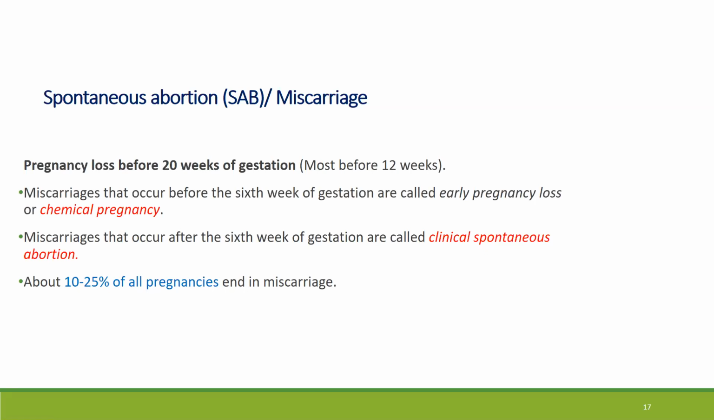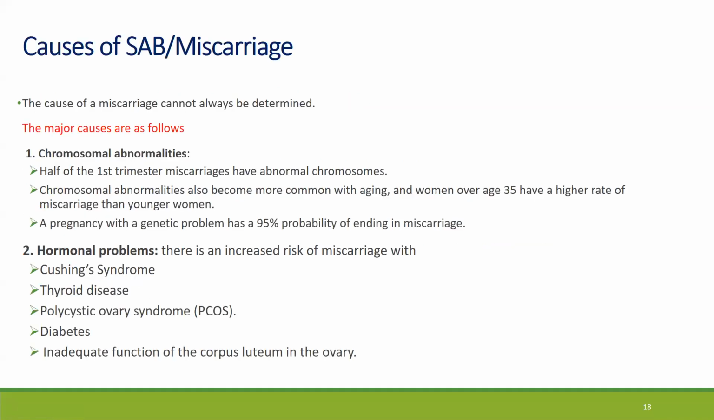A miscarriage that occurs after the 6th week of gestation is called a clinical spontaneous abortion. For us in histopathology, as pathologists, we call all of these miscarriage, spontaneous abortion, or product of conception at the end. 10 to 25% of pregnancies end in miscarriage. It's really a very high number. Why don't we see all of these 25% of pregnancies? Because many of them, actually the majority of them, are not noticed by the patient. That's why we don't see them.